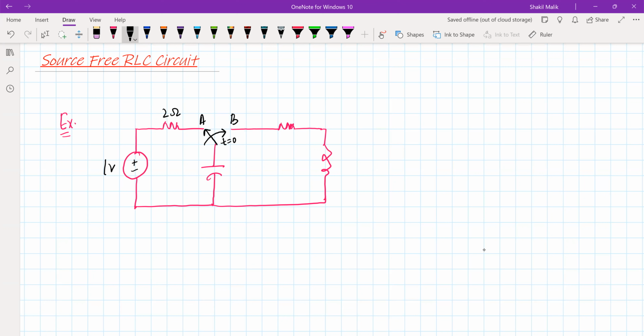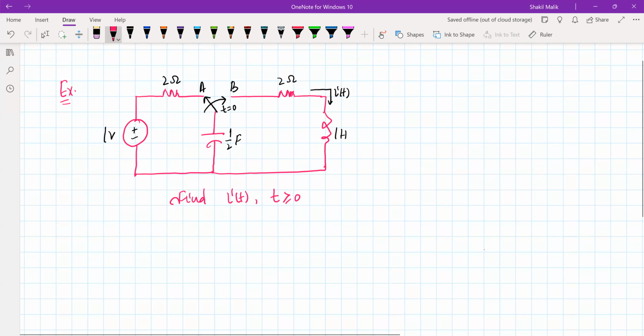This is, let's suppose, 2. This is 1/2 farad, and this is 1 Henry. Let's suppose we have to determine the current that flows through this inductor. So we have to find i(t) for t greater than 0. So our goal is to find i(t) for t greater than or equal to 0. Means when we close the switch, what happens to the current that flows through this inductor?